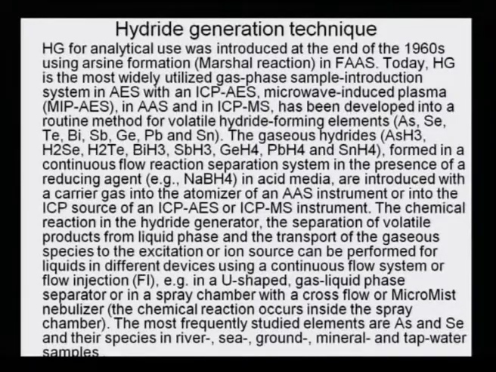The chemical reaction in the hydride generator, the separation of the volatile product from the liquid phase and the transport of the gaseous species to the excitation or ion source can be performed for liquids in different devices using a continuous flow system or flow injection in a U tube, gas liquid phase separator, or in a spray chamber with a cross flow of micro mist nebulizer. The chemical reaction occurs inside the spray chamber.